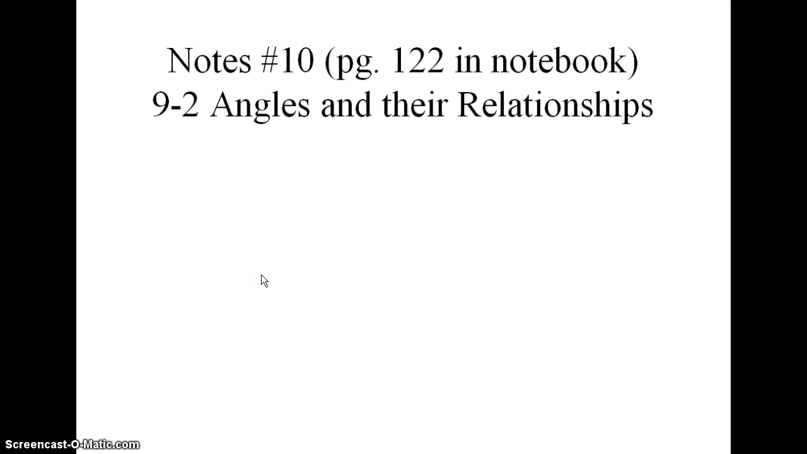So this is on page 122 in your notebook. Go ahead and title it 9.2 Angles and Their Relationships. Any part of the video that I highlight is what you have to copy, so you do need to pause the video at times to do that. Okay? Alright, please make sure you copy that down.